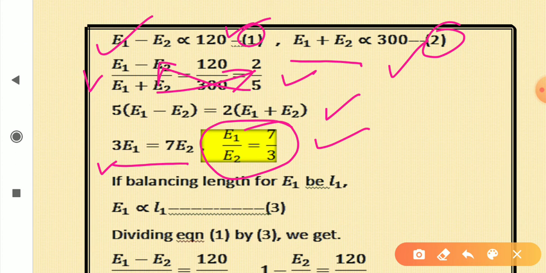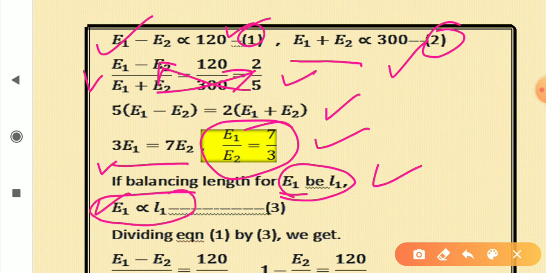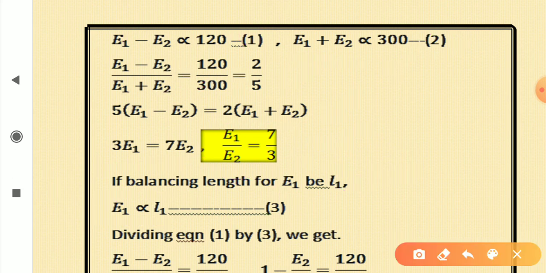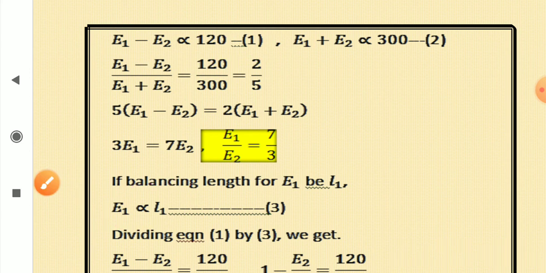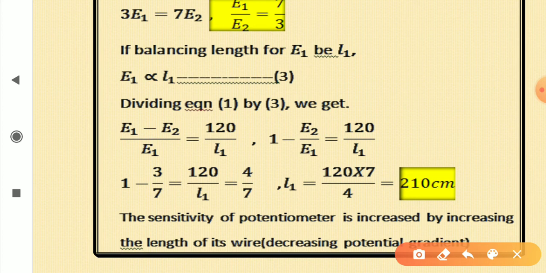Now, the second part is to find out the balancing length for E1. If the balancing length for E1 is say L1, then E1 will be proportional to L1. We know that. Now, dividing equation 1 by this one, we can divide any of the equations, right? And then what do we get? We get (E1 minus E2) upon E1 is equal to 120 upon L1.